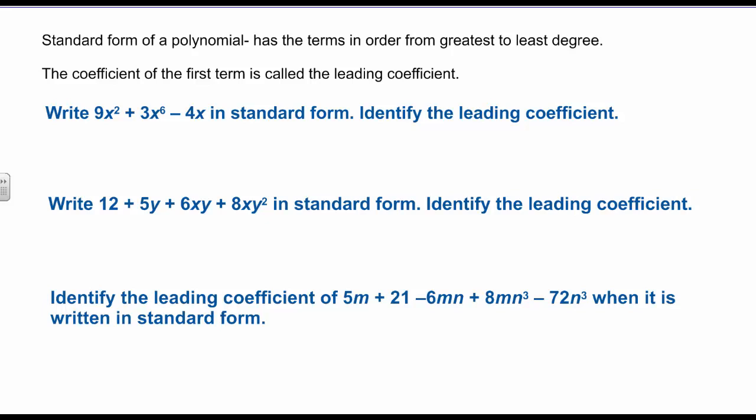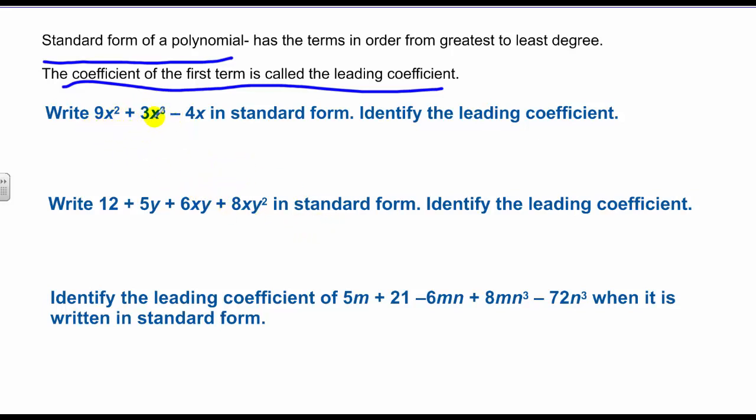Finally, or not finally, but next, we want to talk about polynomials in standard form. A polynomial in standard form lists the order of terms from greatest to least degree. So we add up the powers in each monomial term and then list that from the highest degree to the least degree. The coefficient of the first term is called the leading coefficient. So in this case, we want to make sure it's in standard form and identify the leading coefficient.